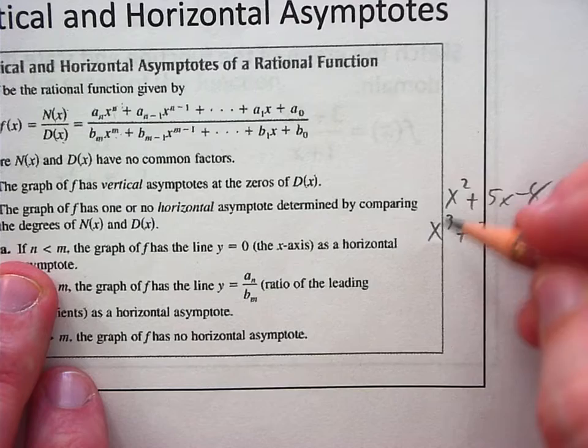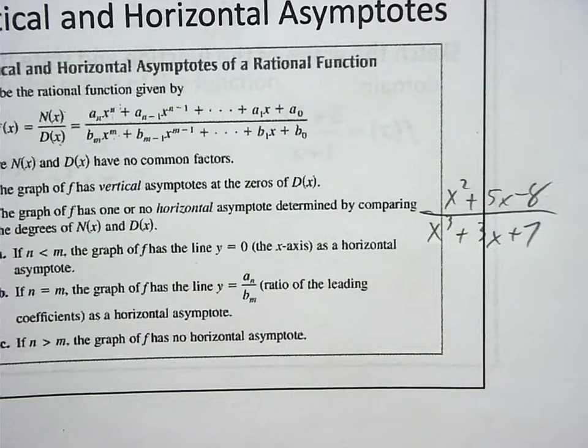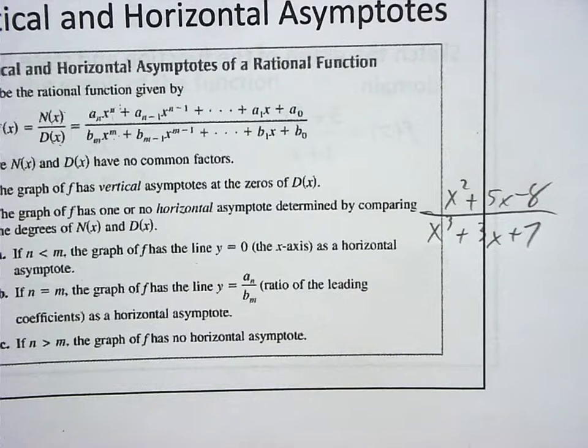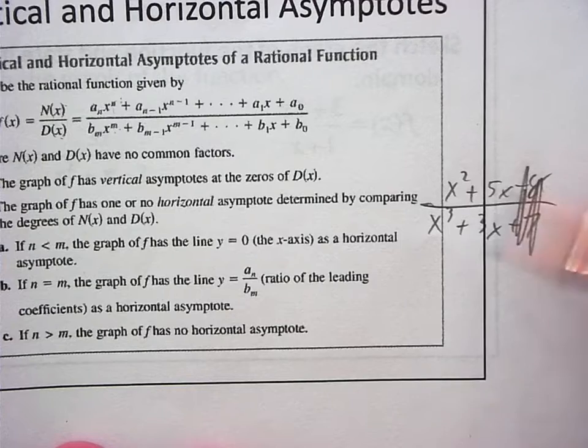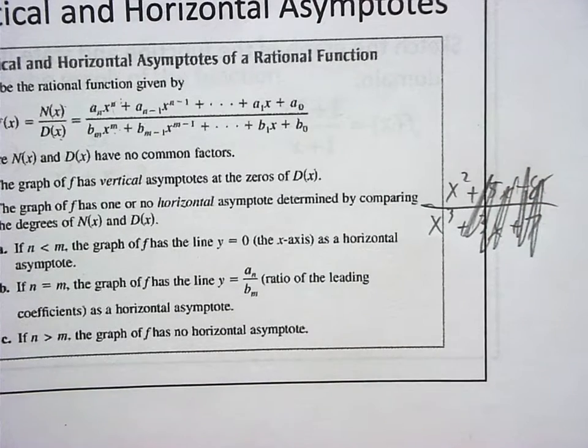Okay? If I had that as a fraction, degree of the numerator is smaller than the degree of the denominator, right? So what would happen if I went through the same process? If I made x huge? Do the 8 and the 7 matter? No. Do the 5x and the 3x matter? Does the x squared matter?